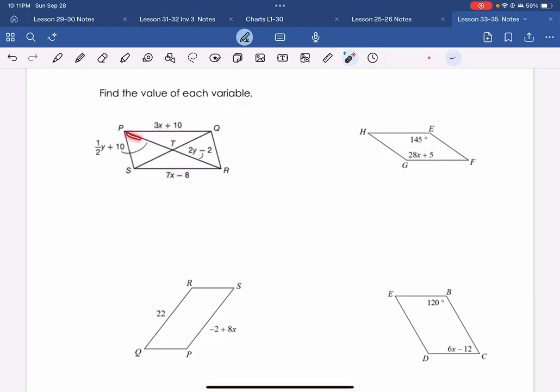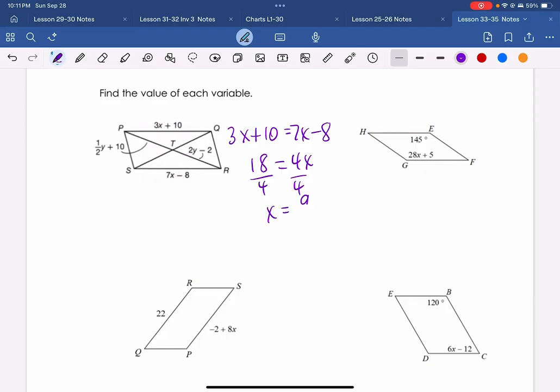Also, we know that diagonals bisect each other, which means that this piece is congruent to this piece. So we're going to set these two equal to each other. We have 3x + 10 = 7x - 8. We bring the 3x over to get 4x on the right. We get 18 on the left when we add the 8. We divide by 4 on both sides. We reduce, and x becomes 9/2, or if you wanted to write it in decimal form, you could have written 4.5.